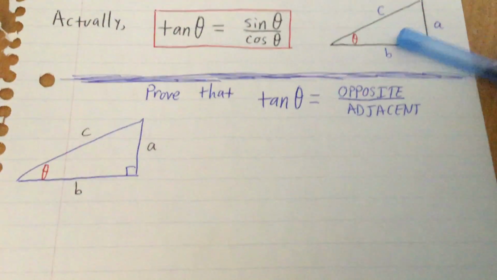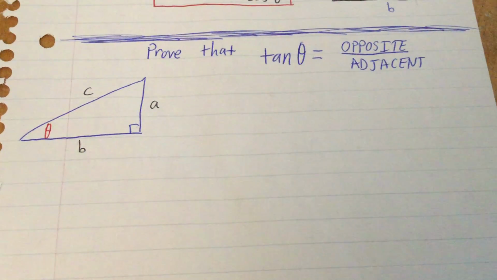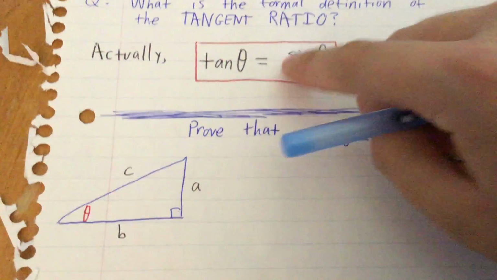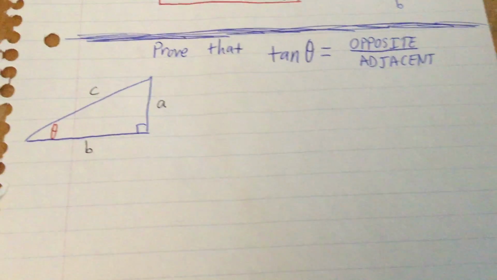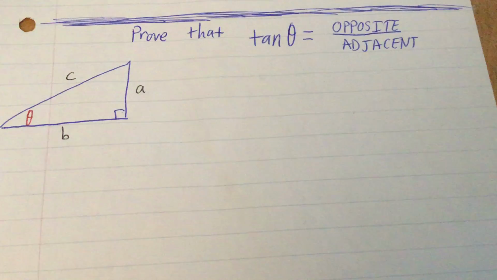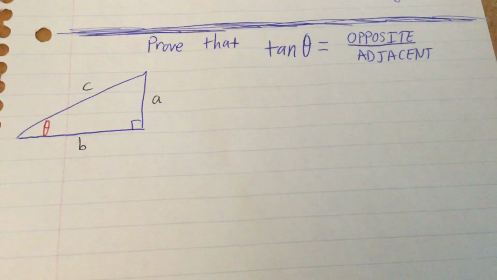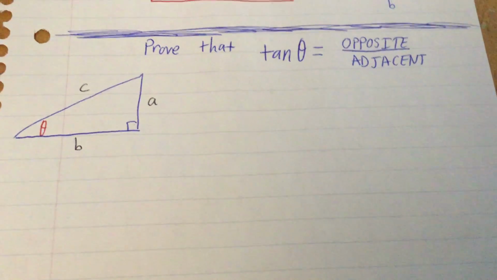So let's see. We're going to prove that tangent of theta is equal to opposite over adjacent, knowing that tangent of theta is equal to sine over cosine. I'm going to give you guys time to draw this diagram. I didn't do the proof here because I realized I would need more space, so I did it on the other side. For now, get this in your notebook, pause the video, and then we're going to prove this.